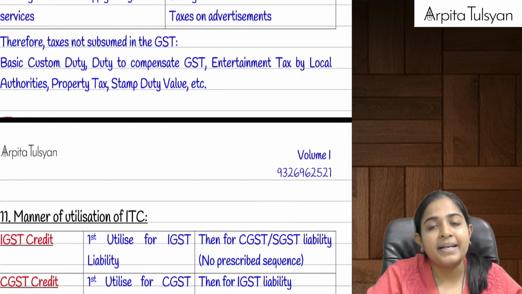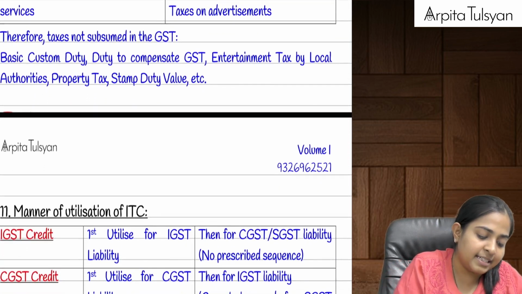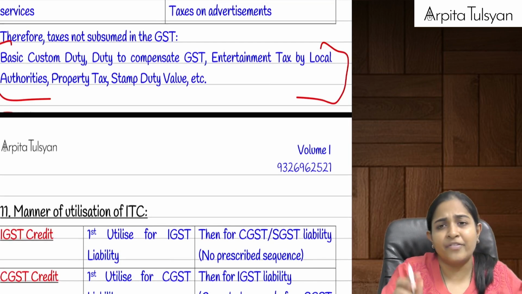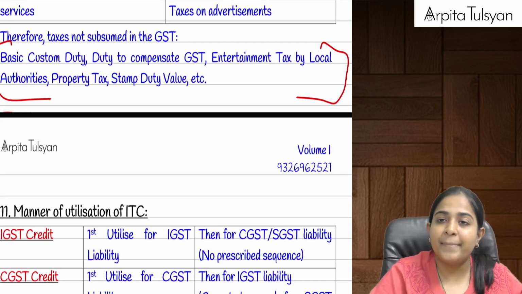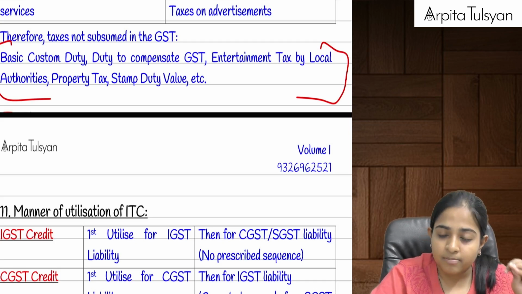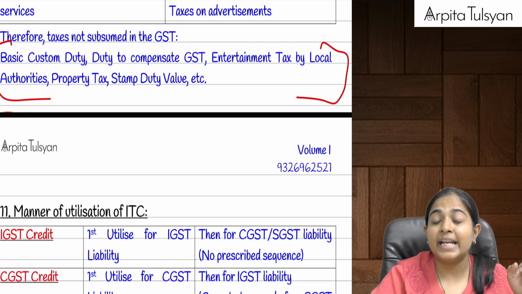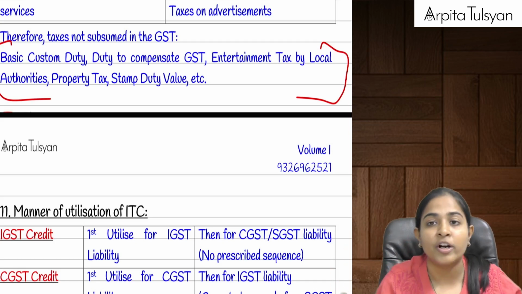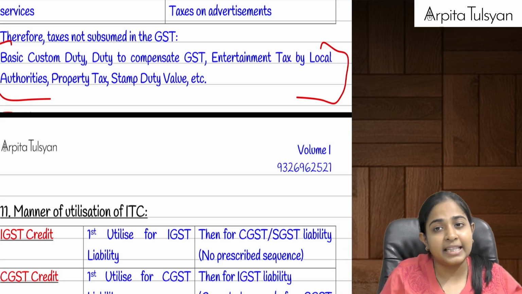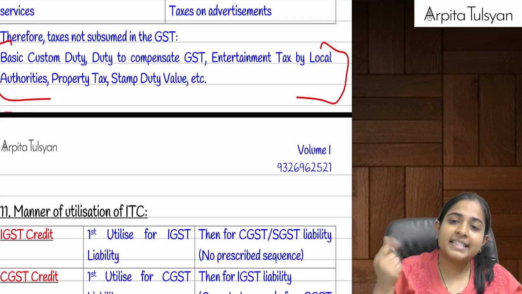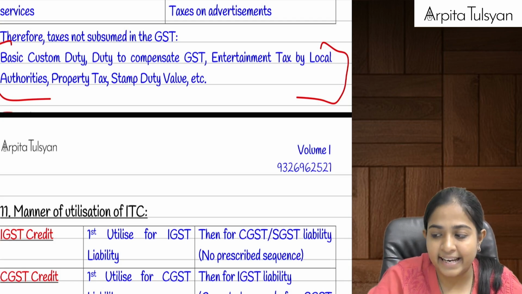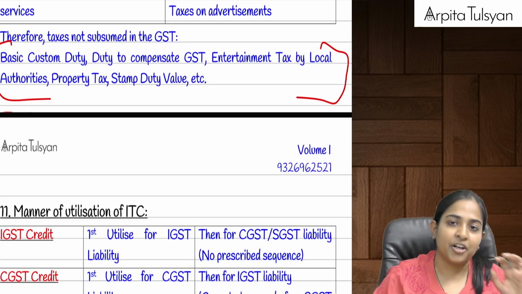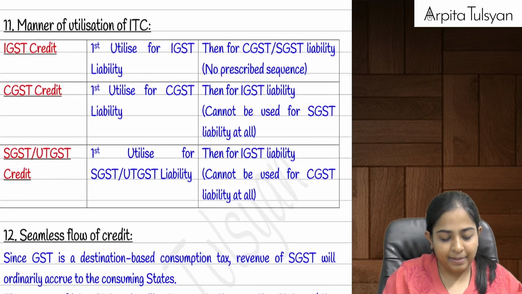Okay, there are some taxes which are still there. The list is given here. Basic custom duty, we have discussed each and every tax in detail in our lectures. Basic custom duty, then compensation cess, entertainment tax which is levied by the local authority, then property tax which has nothing to do with goods and services, then stamp duty, etc. These are still there in our economy and are still applicable.